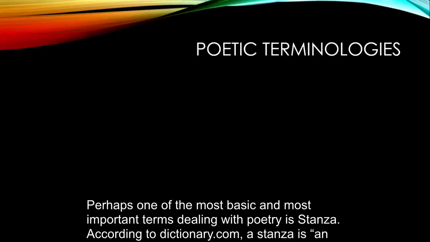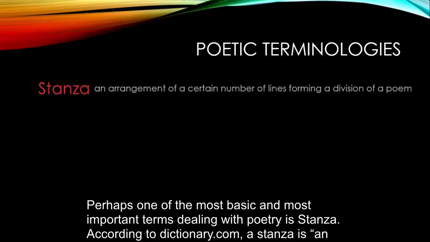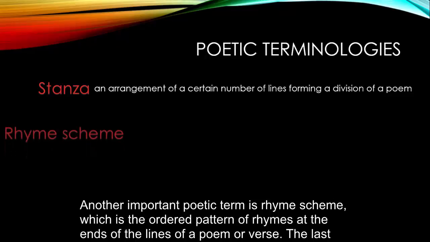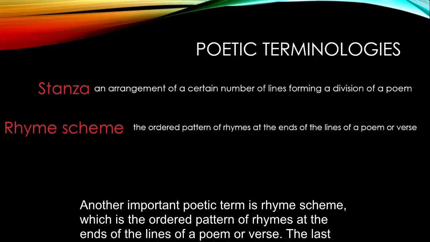Perhaps one of the most basic and most important terms dealing with poetry is stanza. According to dictionary.com, a stanza is an arrangement of a certain number of lines forming a division of a poem. In other terms, a stanza is like a collection or group of lines in a poem. Another important poetic term is rhyme scheme, which is the ordered pattern of rhymes at the ends of the lines of a poem or verse.